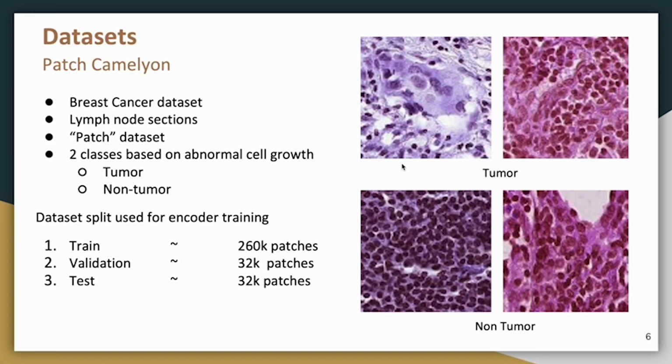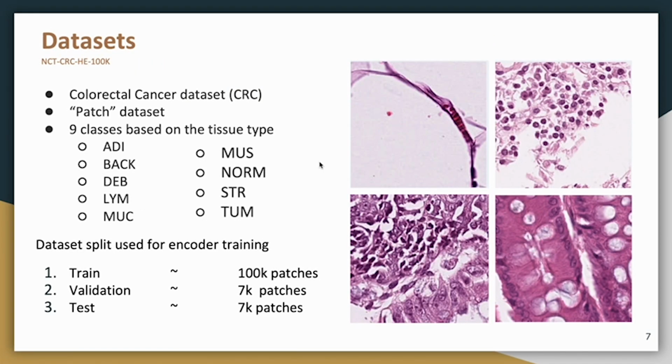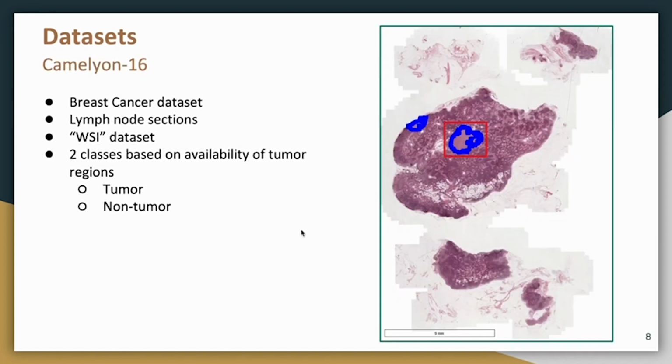We use the patch Chameleon dataset for patch level classification benchmarking. It consists of images with 2 classes taken from lymph node section of breast cancer patients. NCT-CRC 100K dataset has images with 9 classes taken from colorectal cancer patients. This dataset is used to benchmark patch-level multi-class classification. To benchmark whole slide classification, we use Chameleon 16 dataset.